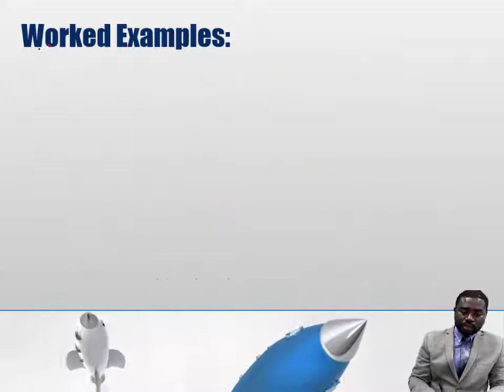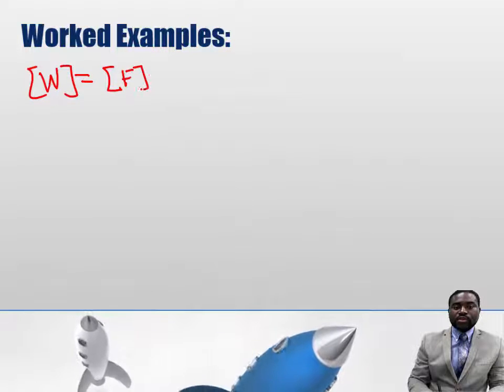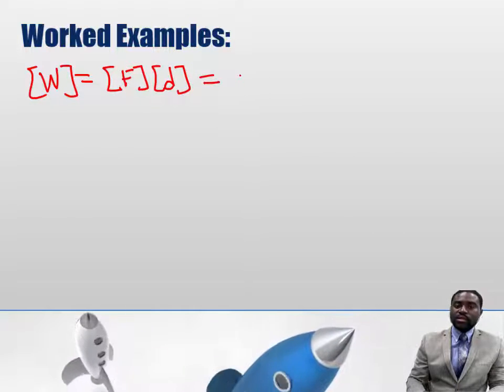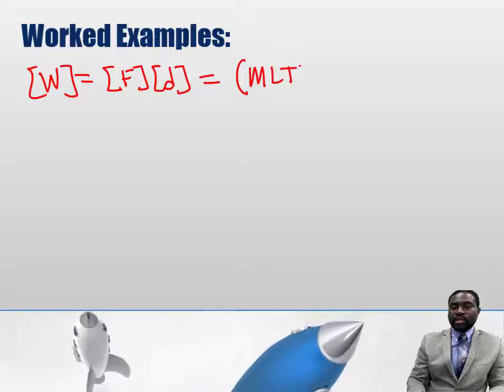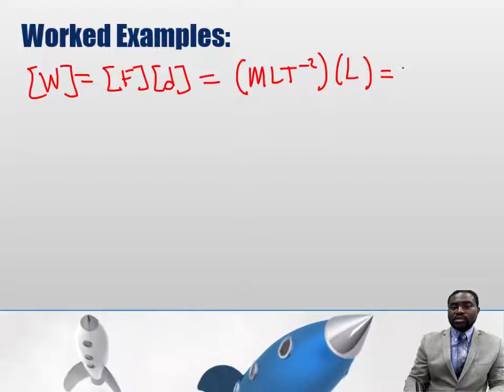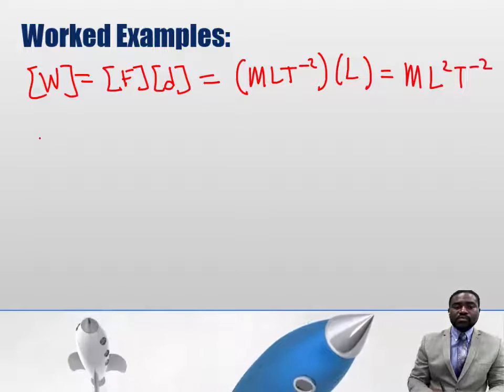Let's do this. The dimension for work is equal to the dimension of what? Force multiplied by the dimension for distance. The dimension for force is MLT minus 2. Distance is L, so this will be what? ML squared T minus 2.